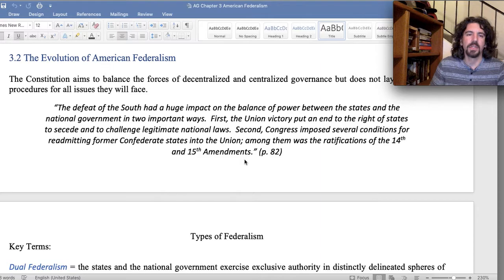Second, Congress imposed several conditions for readmitting former Confederate states into the Union, among them the ratification of the 14th and 15th Amendments, right?